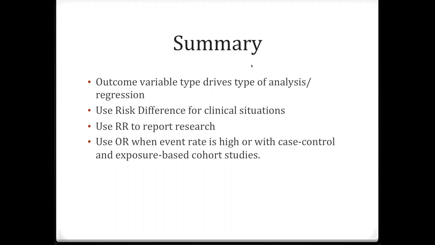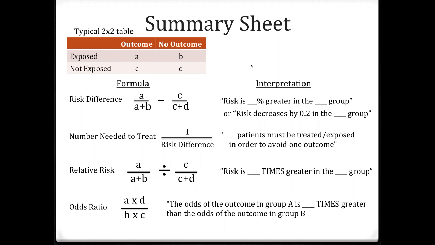Remember, outcome variable type drives the type of analysis and regression you choose for your study. In general, use risk difference for clinical situations, relative risk for research situations, and odds ratios when the event rate is high or with case control and cohort studies, remembering that odds ratios are not the same as the relative risk when the event rate is high. Here's a summary of the formulae and their interpretations for future reference. It's also available as a PDF.